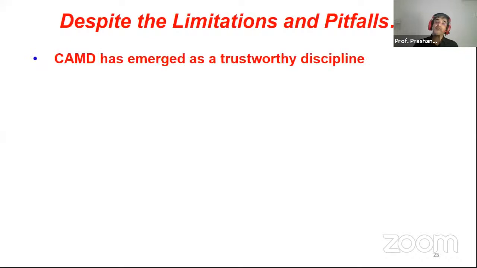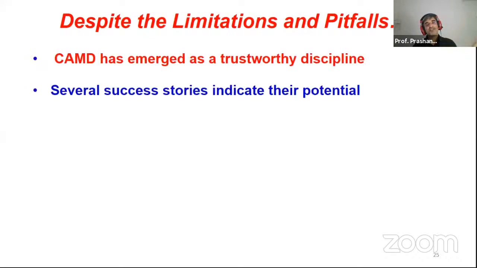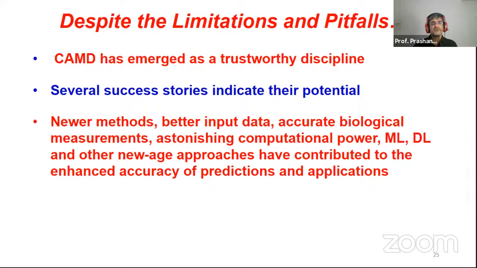Despite all the limitations and pitfalls, these techniques have come up as a trustworthy discipline, and their accuracy has increased over a period of time. There are various success stories. Newer methods, better input data, accurate biological measurements, greater computational power, and these fancy approaches like ML, DL, and artificial intelligence have all contributed to enhanced accuracy. We are fairly good at predicting some biological endpoints like reproductive toxicity or developmental toxicity, although a lot more needs to be done.